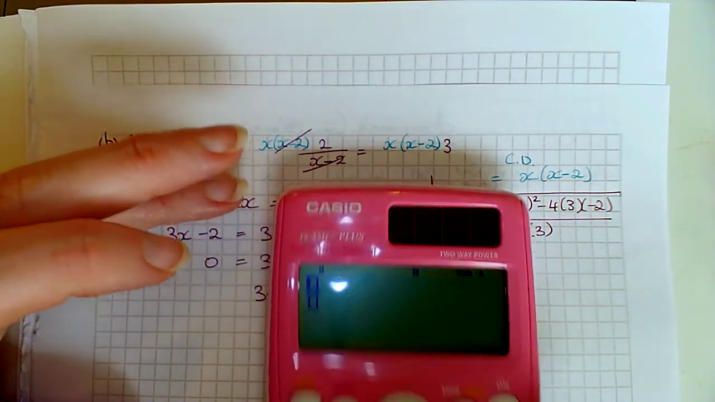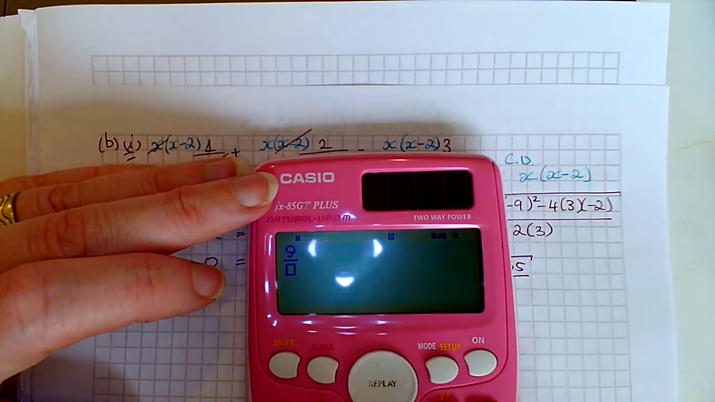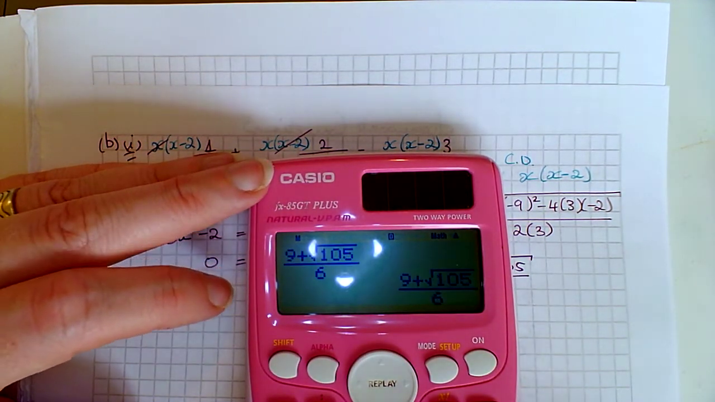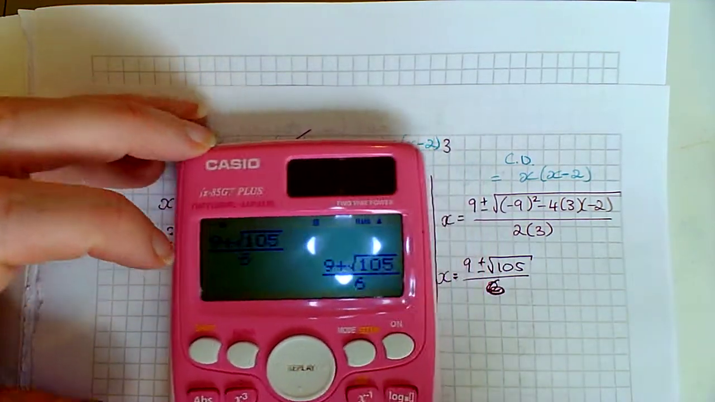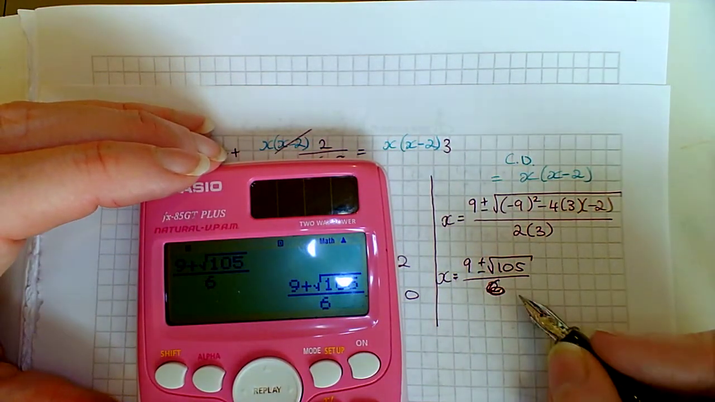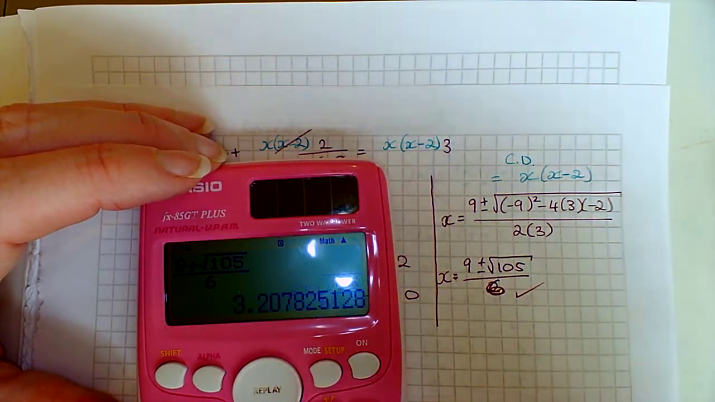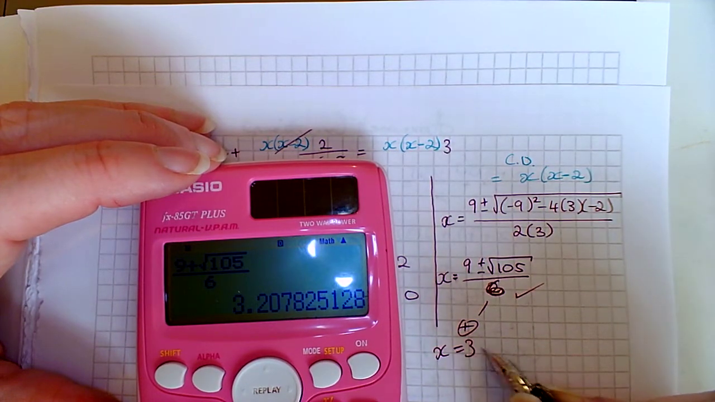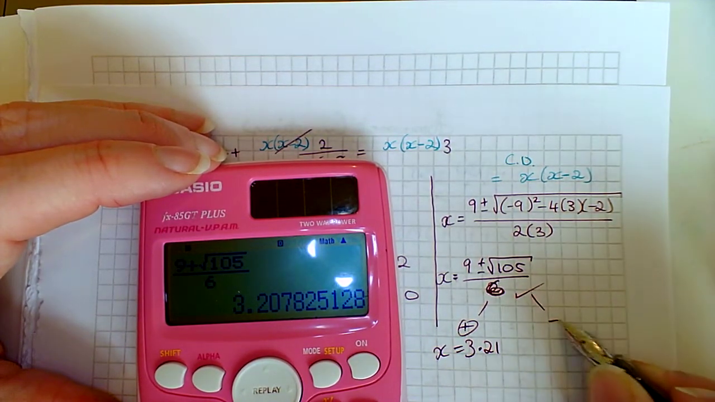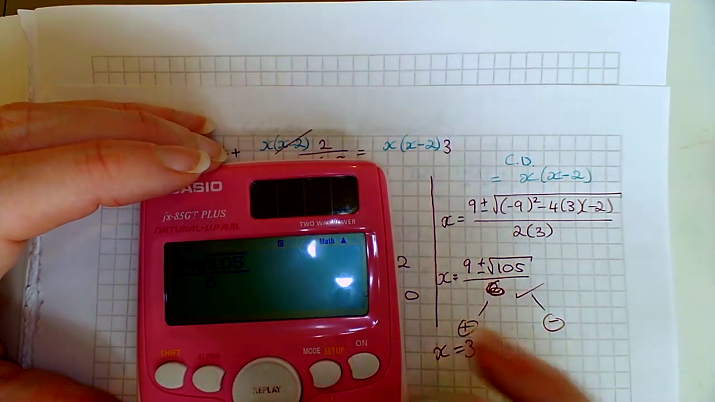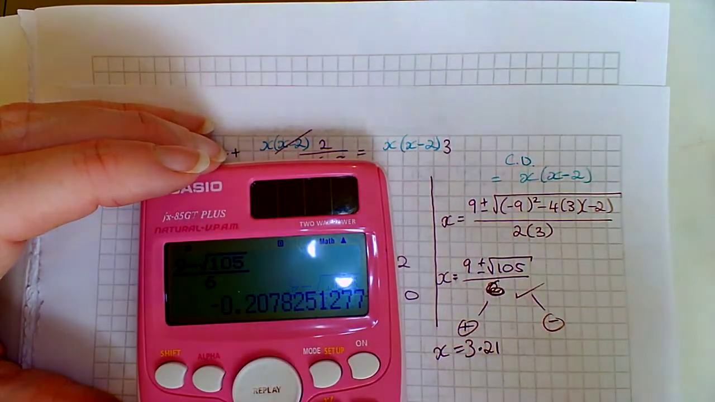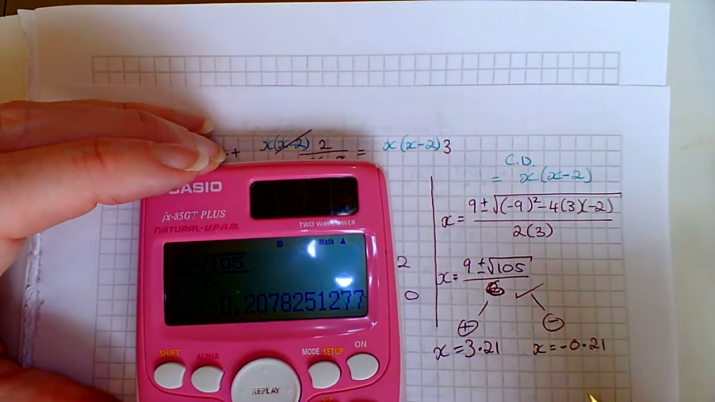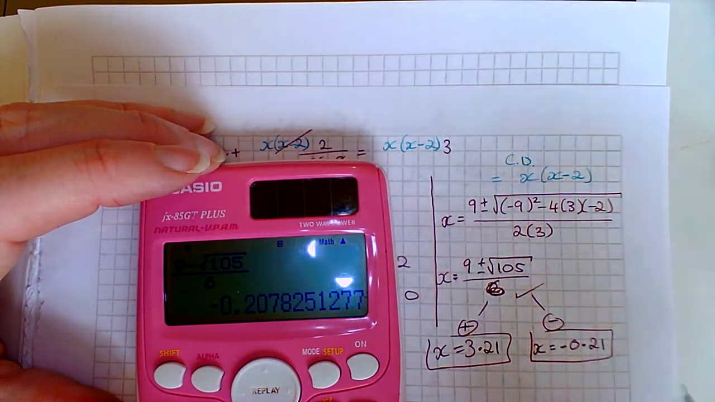So if we have 9 plus the square root of 105 over 6, and if you leave your answer, yeah, it doesn't simplify anymore. So if you want to leave your answer like that, because it didn't say, you get to leave it in any form you want. If you want to change it to a decimal, we get the plus answer, x is equal to 3.21. The minus answer, let's go back here, x is equal to minus 0.21. And those are my two different values for x.